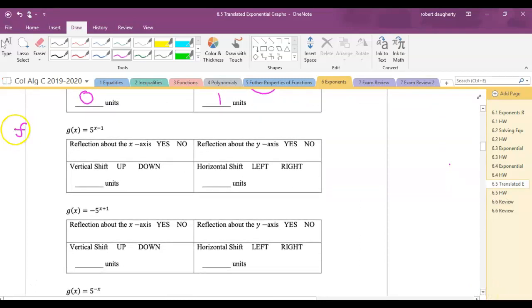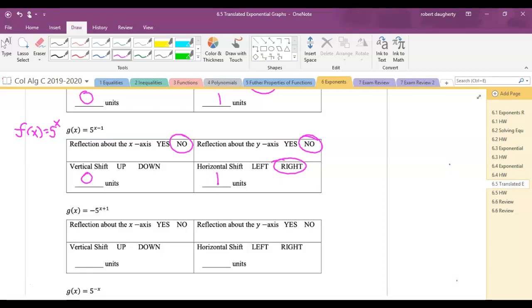My original was f of x equal 5 to the x. Has this been reflected about the x-axis? No. Reflected about the y-axis? No. Okay. Did it move up or down? 0 units. Okay. Did it move left or right? Yeah, right by 1. Okay. Well, my indication would be from a 5 to the x, it'd be a 5 to the negative x. I'd have a negative in my exponent.